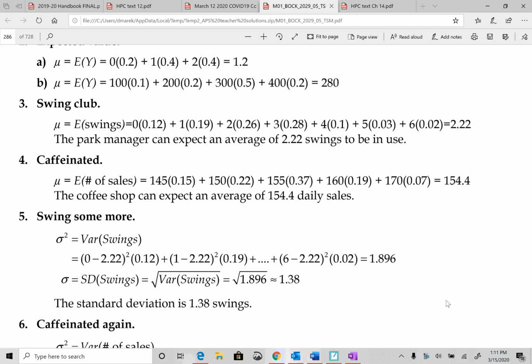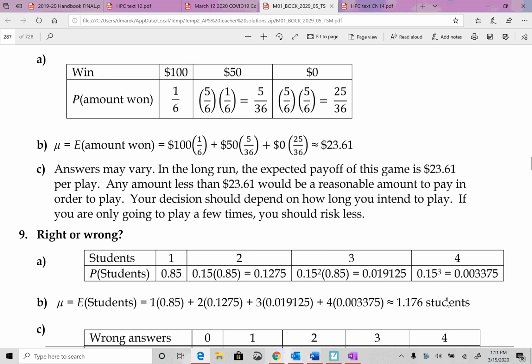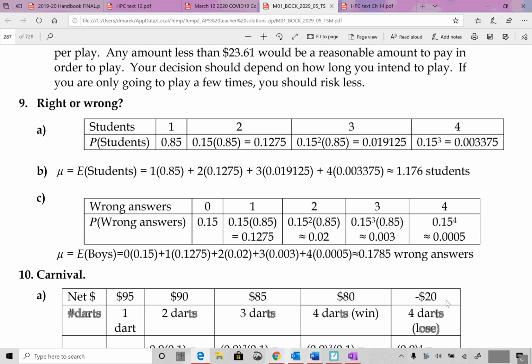So here are the correct answers from chapter 15 of what I've assigned to you. Starting with number 3, the expected value, which again turns out to be equal to mu, turns out to be 2.22. So again, that's an average. You're allowed to have that as not a whole number. For number 9, for part A, here's our lovely little chart.